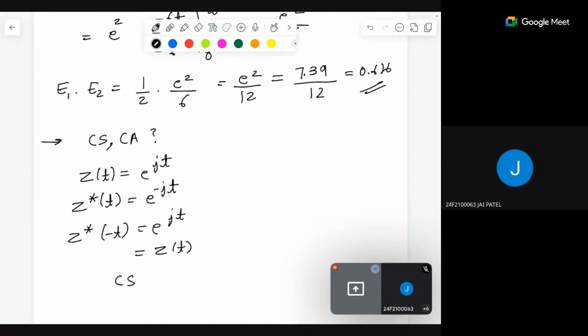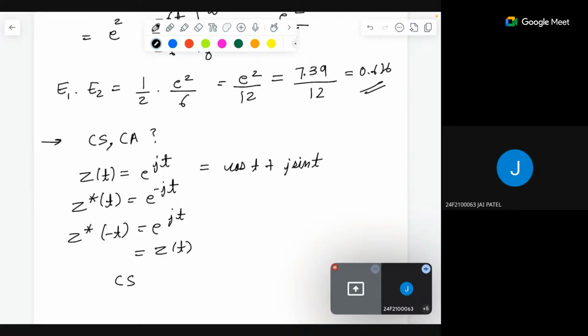Is this clear now? Small doubt: we can either do first minus t, then conjugate, or conjugate then minus t. This applies to all the signals, right? Yes, you can do it in any order. The order is not necessary, whether we do first conjugate then reversal.